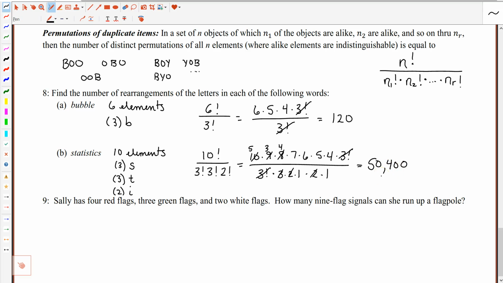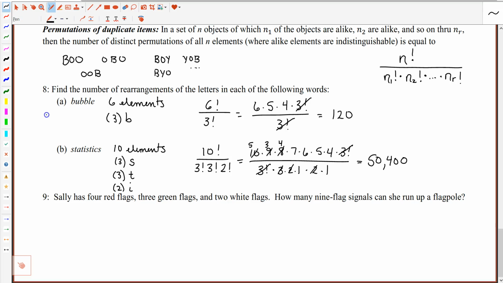One last example, this one won't involve letters in a word. This one is going to have flags being run up a flagpole, and we're looking at signals. For the signal, the order will matter. It's going to be read differently depending on what signal is listed first versus second. You can almost think about Morse code. It matters who is first and second in terms of how you interpret the signal. Sally has 4 red flags, 3 green flags, and 2 white flags. She's going to use all 9 of them to make a signal. How many signals can she run up?